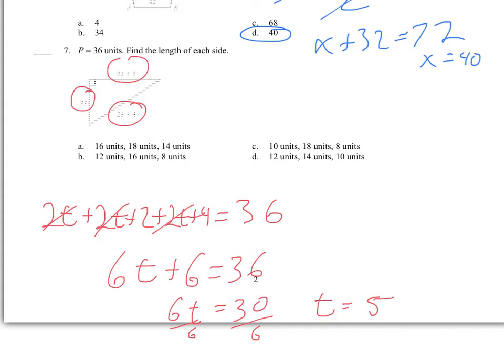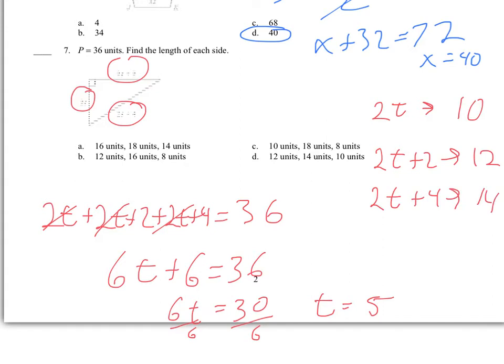It's not our answer because now we have to plug it into each of those. The first side was 2t, which means it's going to be 2 times 5, which is 10. The next one was 2t plus 2, which would be 10 plus 2, making that 12. And then 2t plus 4, which would be 10 plus 4, making it 14. Which would mean my answer would be D.